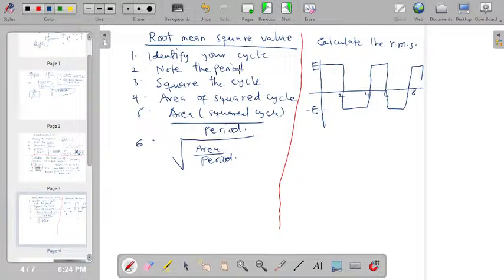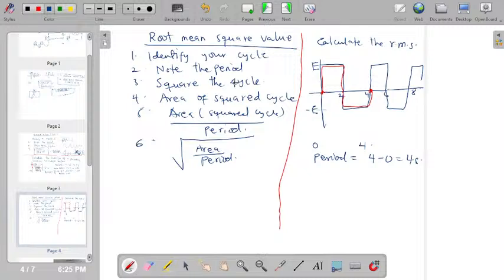To find the RMS, first of all, identify your cycle. What is my cycle? Cycle, as I said, is where the AC parameter starts and when it's going to start again. Obviously, it starts from 0, comes down to 0, then starts again from this side. So this becomes our cycle. Once we identify our cycle, we need to note our period. Where does it start? Here is 0, so we have 0 at our starting point, and we have 4 as our ending point. So period is equal to 4 minus 0, which is equal to 4 seconds.